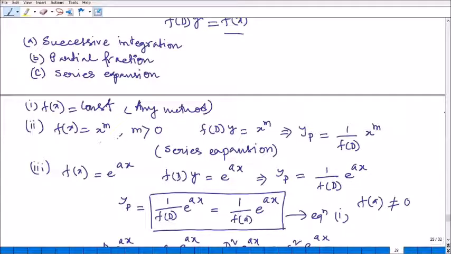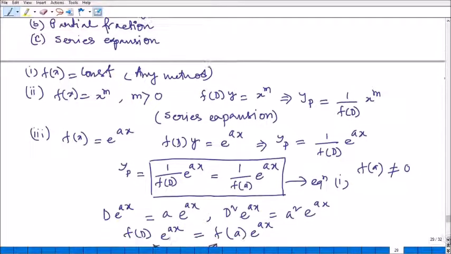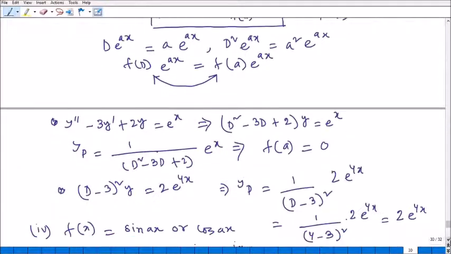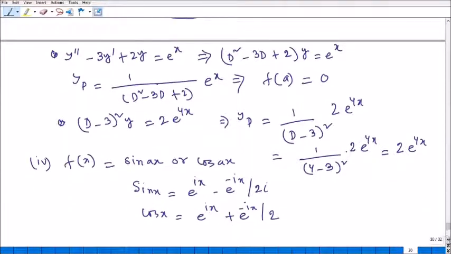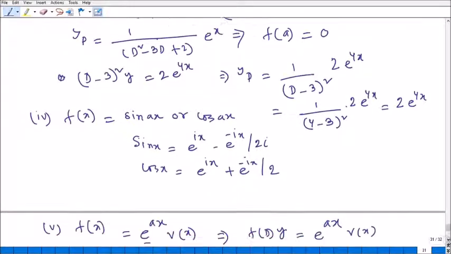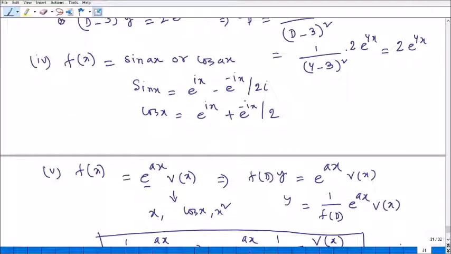And the partial fraction method can be applied to any type of these functions from 1 to 6, that is if f of x is constant, or x to the power m, or e to the power x, or a product of two functions, the partial fraction method can be applied everywhere. But the successive integration has a problem for a function that is a product of two functions. For a product of two functions, the successive integration method has a problem to solve the non-homogeneous differential equation.